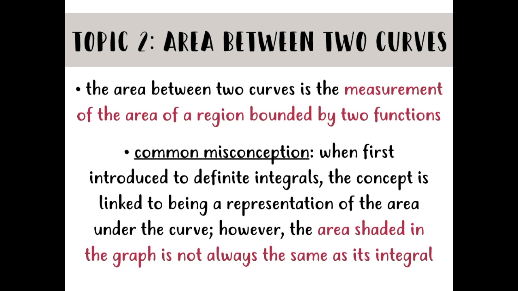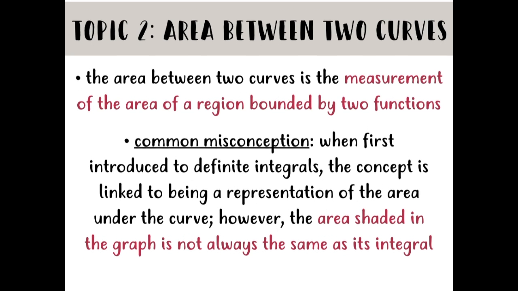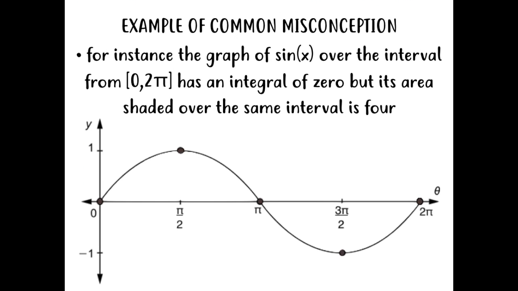However, the area shaded in the graph is not always the same as its integral. An example that illustrates this is the graph of sine of x over the interval from 0 to 2 pi. While it has an integral of 0, its area over the same interval is 4.